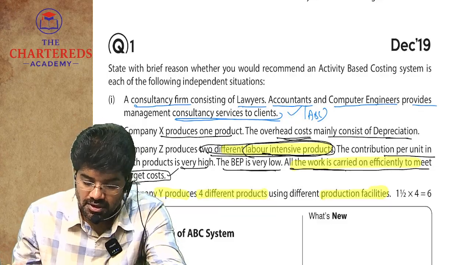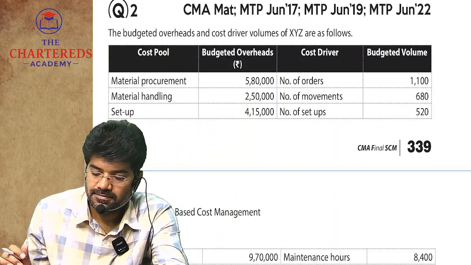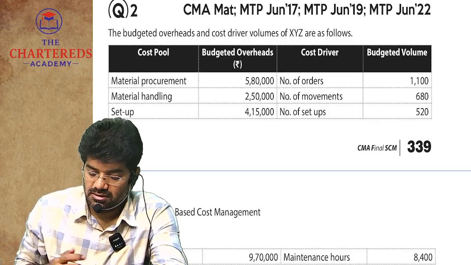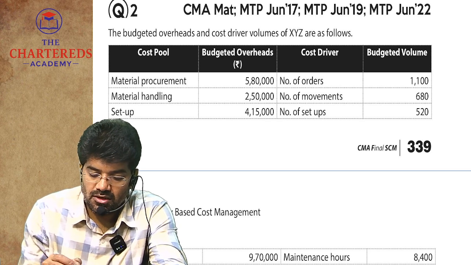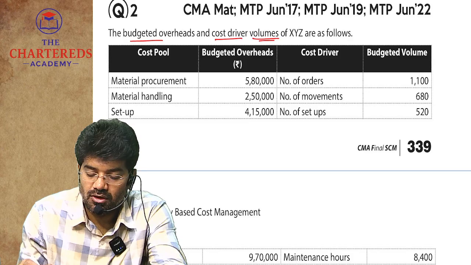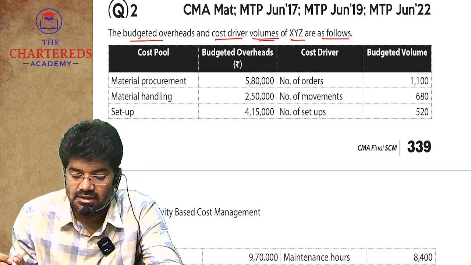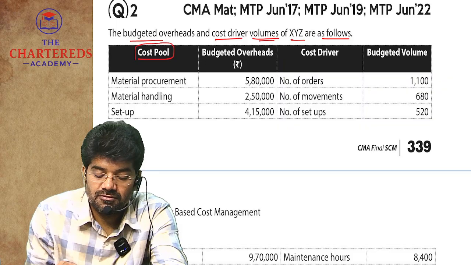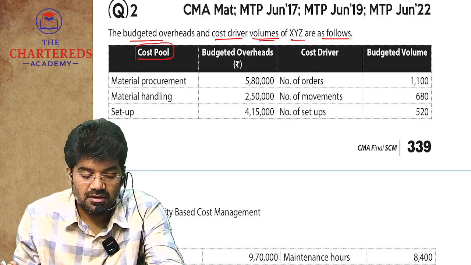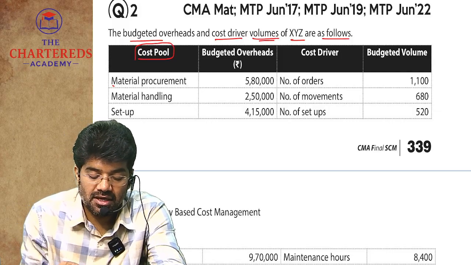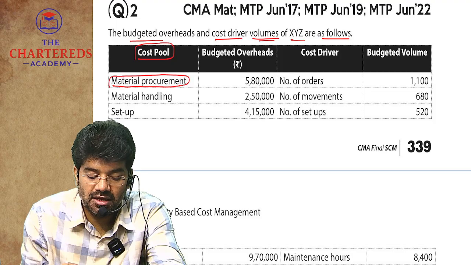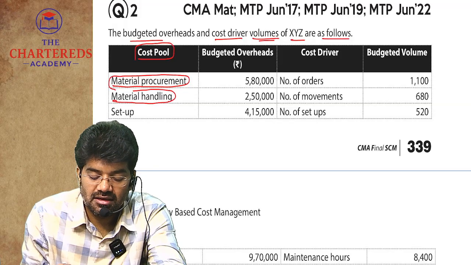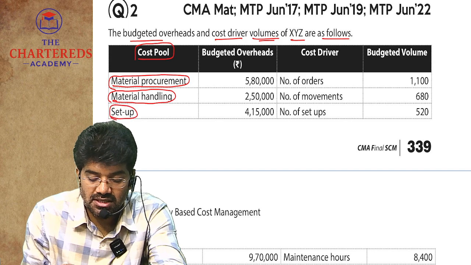So question number 1 we completed already. Question number 2. The budgeted overheads and cost driver volumes of XYZ are as follows. So if you see, directly they have given a cost pool. Cost pool is nothing but the activity cost. And what is activity here? Material procurement is the activity. Second activity indicated, material handling is another activity. Setup is the third activity.